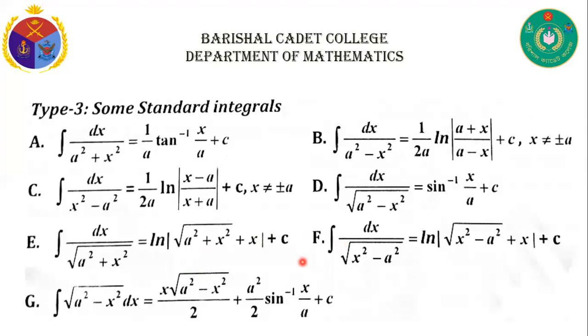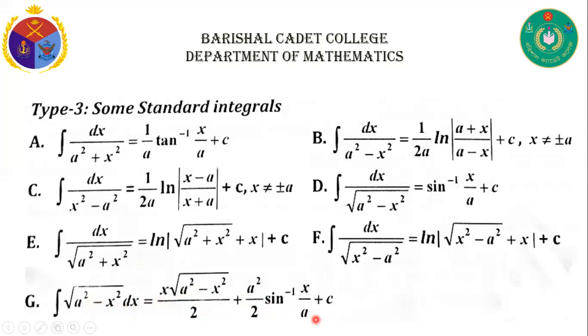Now, the integral of dx by square root of x square minus a square is ln of square root of x square minus a square plus x, plus c. And the last one: the integral of square root of a square minus x square dx equals x square root of a square minus x square by 2 plus a square by 2 sine inverse x by a, plus c.